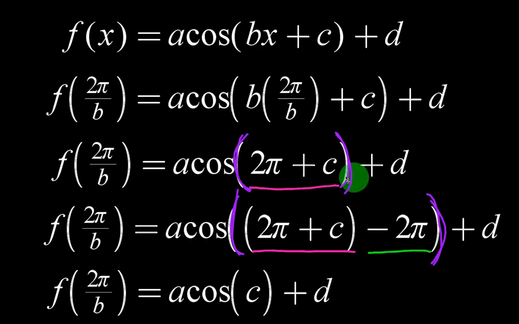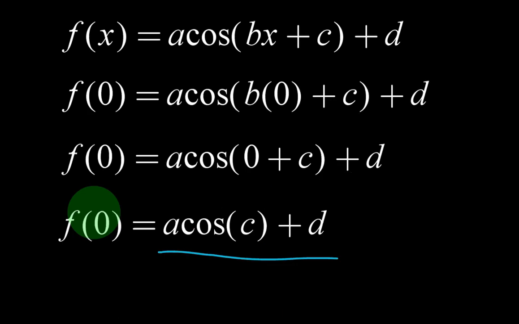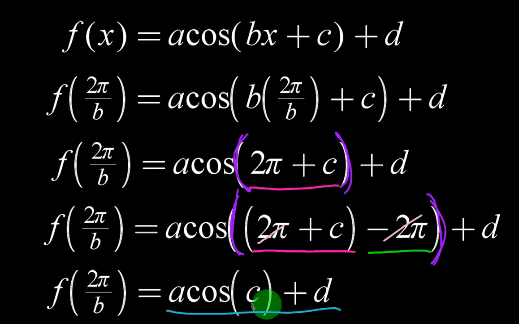And that's going to be true for any x value on the unit circle. So I can replace these purple parentheses, 2 pi plus c, with 2 pi plus c minus 2 pi, since the cosines are going to be the same at both angles. And now, just like in the sine proof, the 2 pi's are going to cancel, 2 pi minus 2 pi, and we're just going to be left with plus c inside. So we get f of 2 pi over b is equal to a times cosine of c, plus d, which is exactly the same y value that we got at f of 0. And we've proven that the graph repeats itself there.